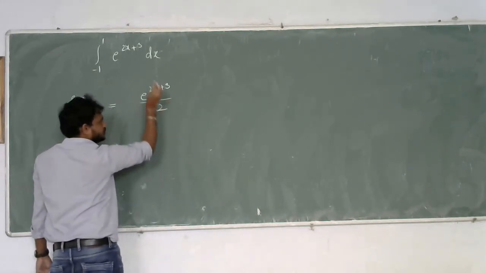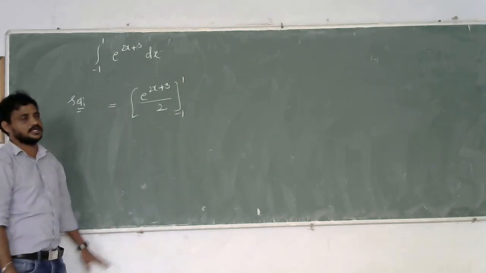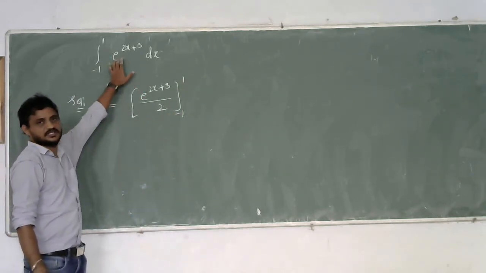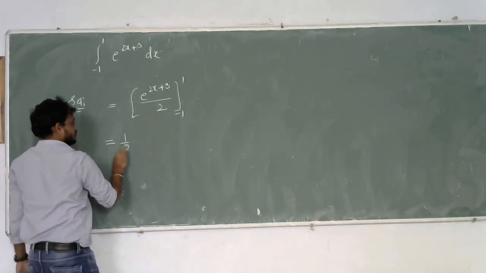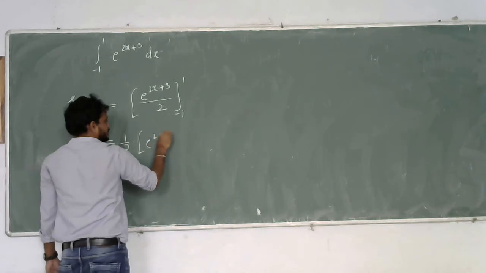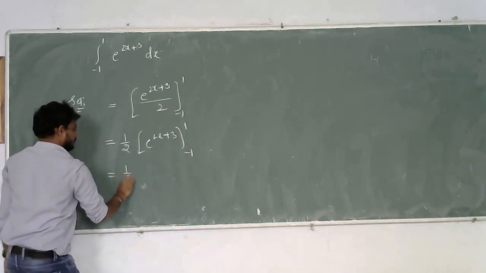So write that 2 in the denominator. Limits are minus 1 to 1. Okay, so this is the integration of this function. Now apply the limits. Write this 2 outside first: 1 by 2 of e to the power of 2x plus 3, the limits are minus 1 to 1, by 2 of.